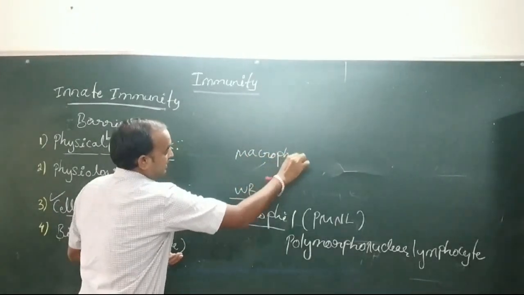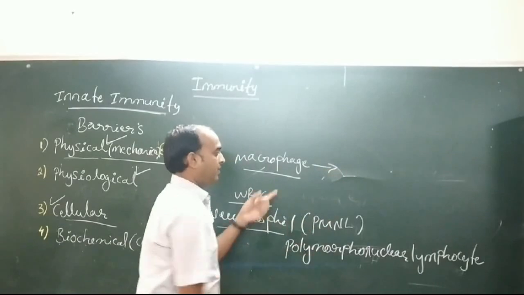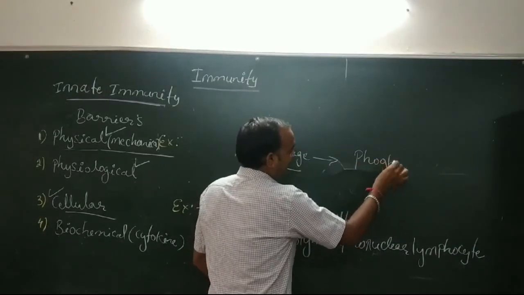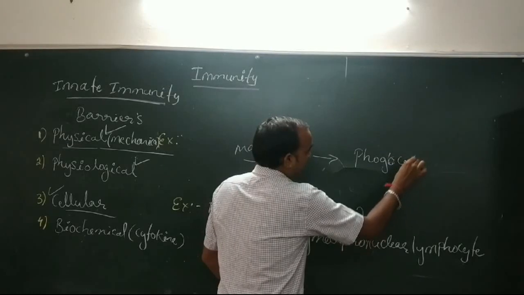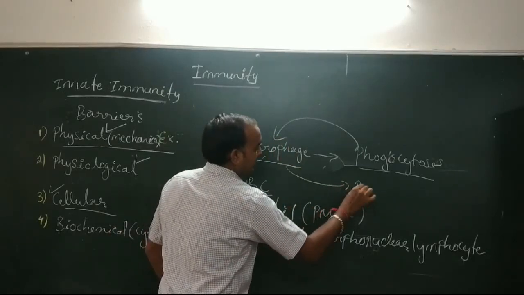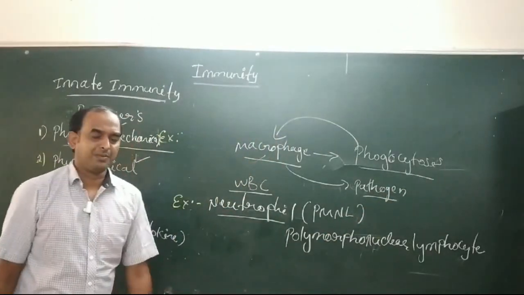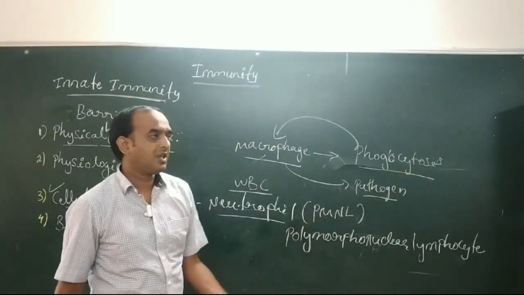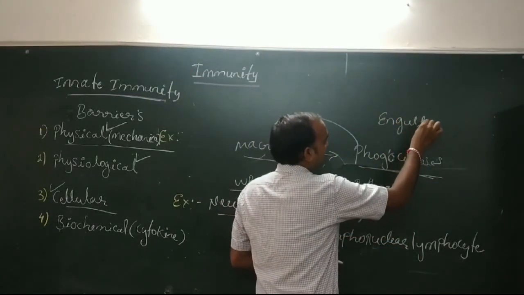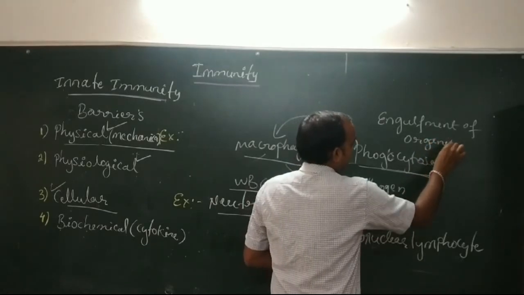Apart from neutrophils, there are other cells called macrophages. These cells are also involved in the defense system. They undergo a process called phagocytosis. By this process, the macrophage will destroy the pathogens. What is the meaning of phagocytosis? It is the engulfment of pathogens or unwanted organisms.